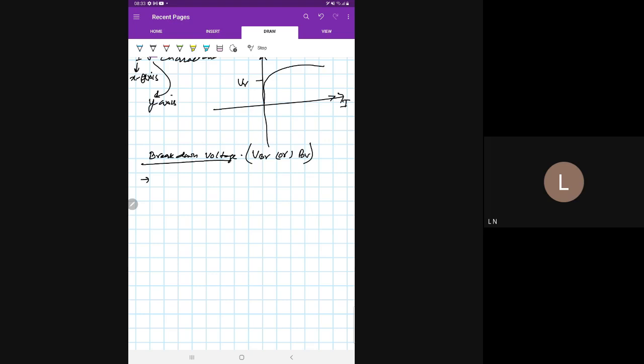Now, breakdown voltage is a manufacturer's specification. That means breakdown voltage varies from device to device. Breakdown voltage can be one value for one diode, and it can have another value for another diode.